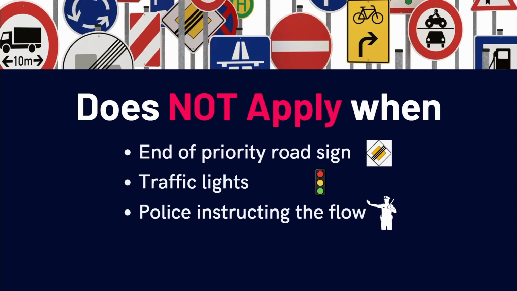So now let's understand when this rule does not apply. Whenever we are driving at an unmarked intersection and we see an end of priority signboard, in that case this rule will not apply. Second, whenever we see traffic lights controlling the junction, in that case this rule will not apply. And lastly, if there are policemen giving instructions, in that case also this rule will not apply. Whenever we see policemen giving instructions, we have to follow the policemen. So this overrides the priority road rule.